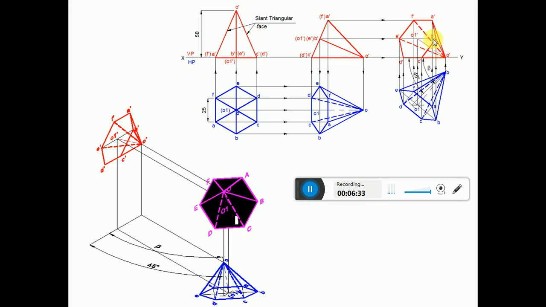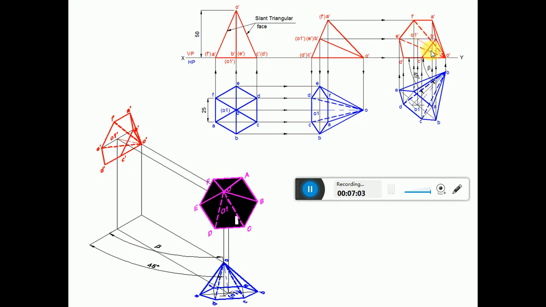Then join between A dash to B dash, B dash to C dash, then D dash to E dash, E dash to F dash, then join between O dash to A dash, O dash to B dash, O dash to C dash, and O dash to D dash is already joined, O dash to E dash and O dash to F dash. Then apply the condition of visibility.